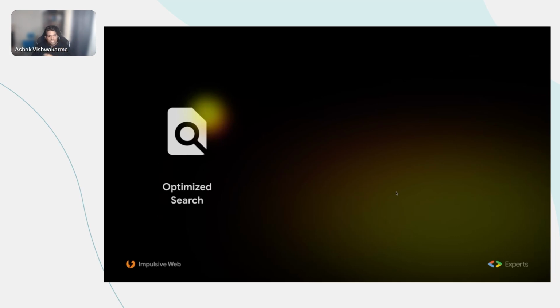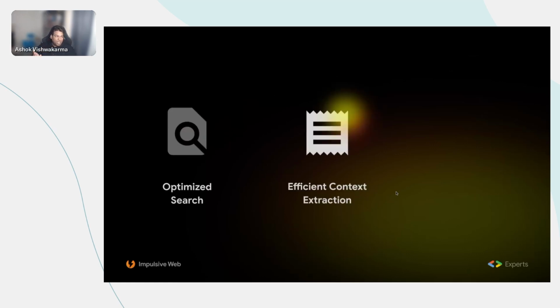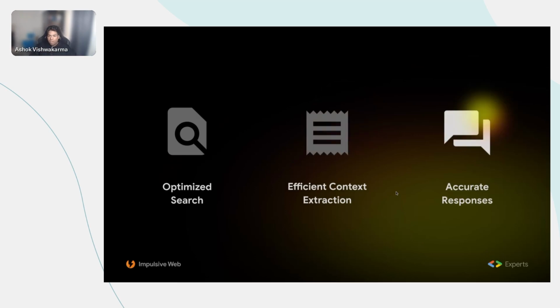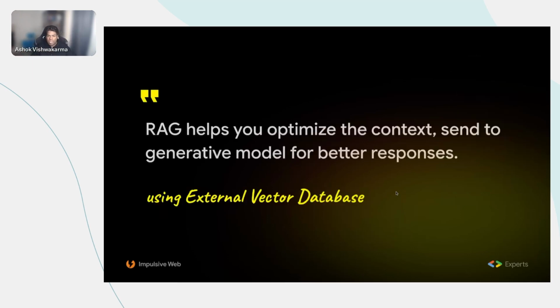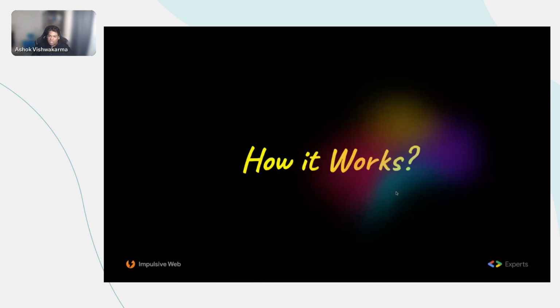What it gives us is that it optimizes the search, so you don't have to pass all the context every time. It also has to have some way of efficient context extraction, so that your relevancy is intact. And then you generate the responses. It should increase the accuracy of your responses, so that if I'm asking a specific question, the answer is very specific. Hallucination and all those things should be reduced as much as feasible. And RAG is something which helps with all those aspects.